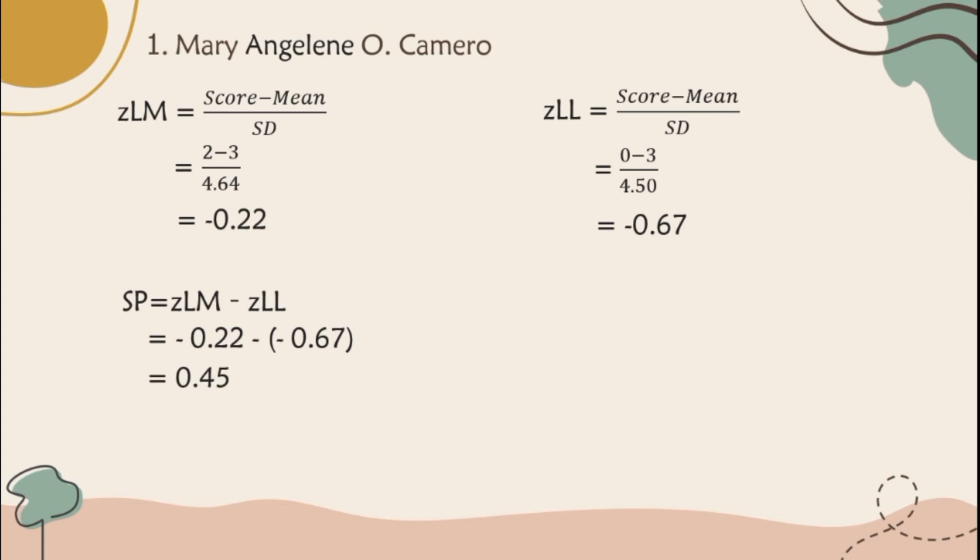Next, we will find the social impact, or the SI. Social impact is the idea of whether or not children are liked by the group as a whole, or disliked by the group but nevertheless responded to. Therefore, both the ZLM as well as the ZLL scores are an important consideration. Thus, the formula for social impact is as follows. SI is equal to ZLM plus ZLL. So, the z-score for the like most of Mary Angeline is -0.22 plus her z-score for the like least, which is -0.67. We add those two and it is equal to -0.89.